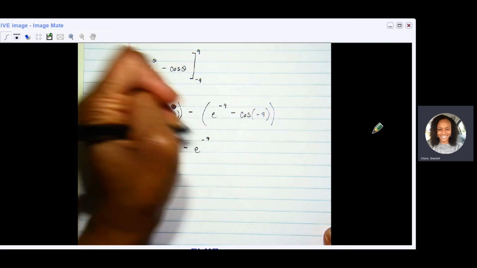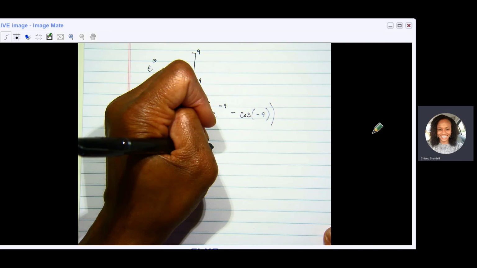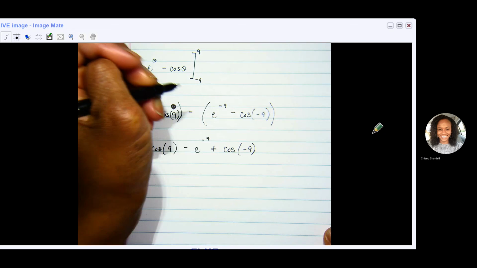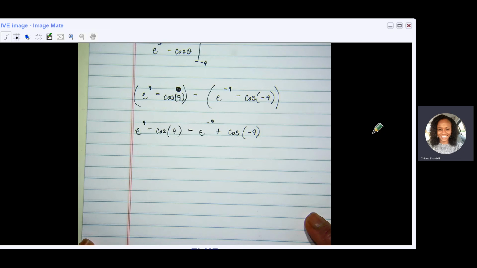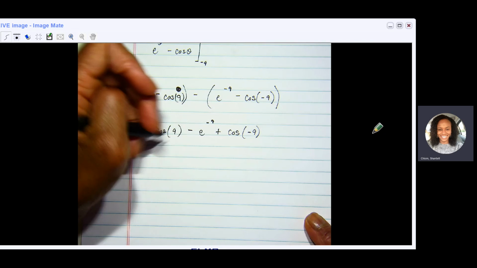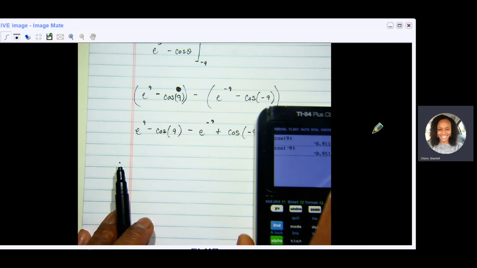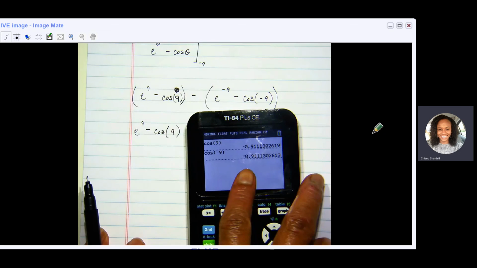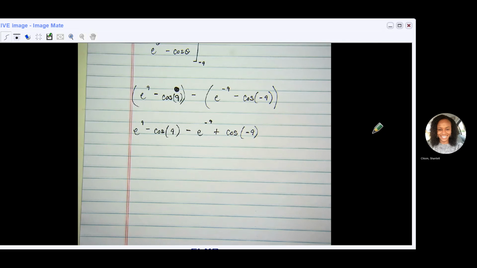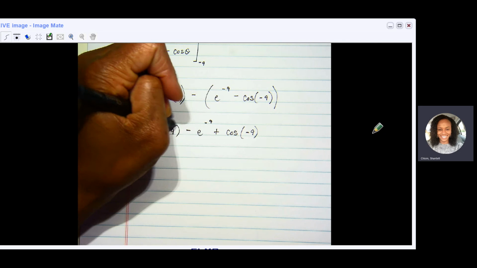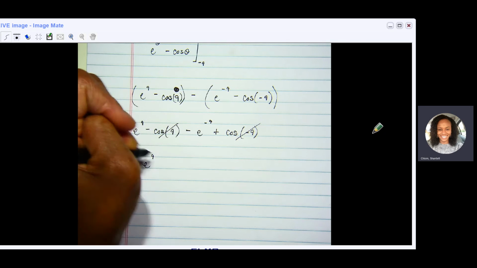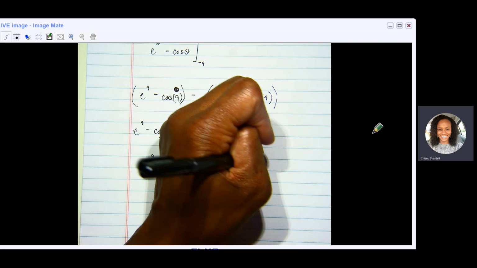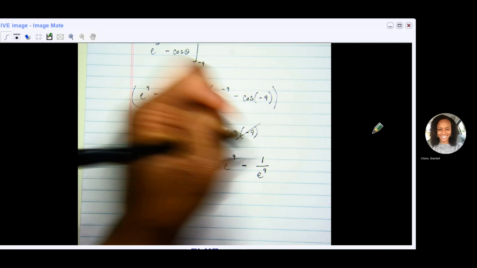And then I'm going to take this through and make that plus cosine -9. So let's see here. All right. Cosine of 9 we said was approximately -0.91. Cosine -9, -0.91. So those are going to cancel out. And you're left with e to the 9th minus e to the -9th, which is e to the 9th minus 1 over e to the 9th. Okay?